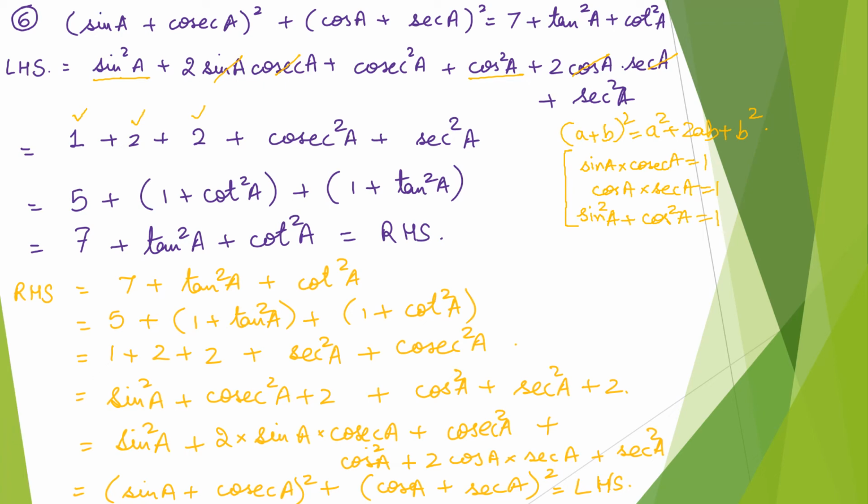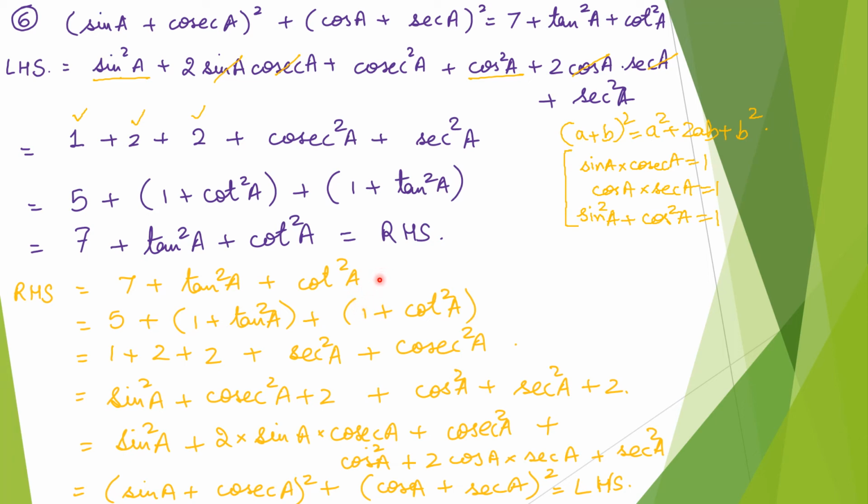These are the 3 things that I'm using over here, actually 4, including the identity. So this part will give me 5, and here cosec square A, but I want tan square. I'm not interested in cosec and sec. I want tan and cot. So I'm converting this cosec square A as 1 plus cot square A and sec square A as 1 plus tan square A. That was going to give me 7 plus tan square A plus cot square A.